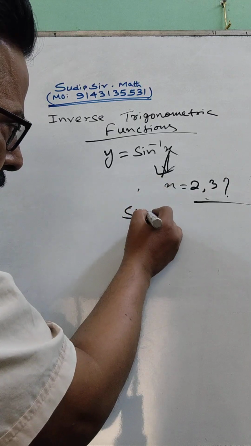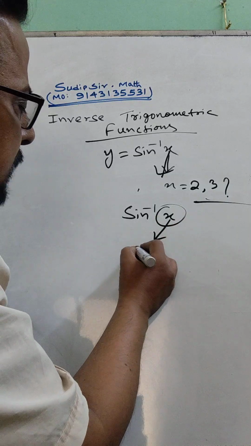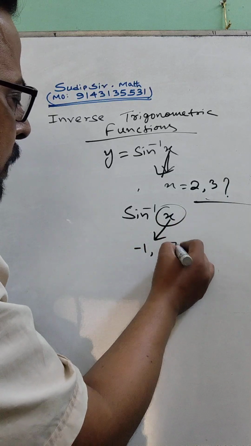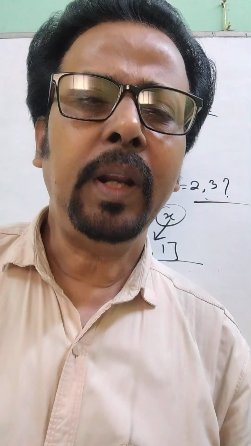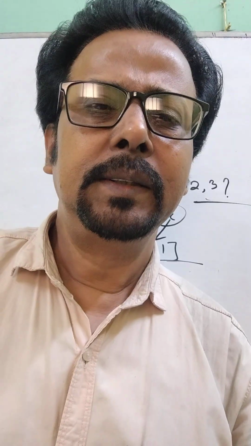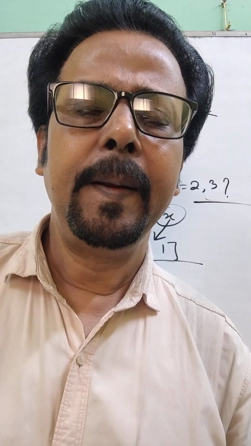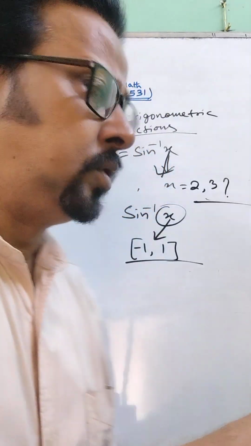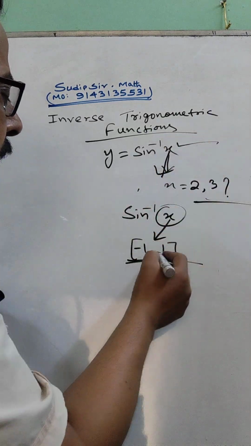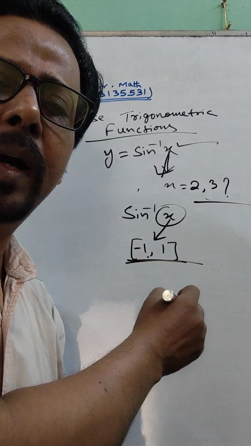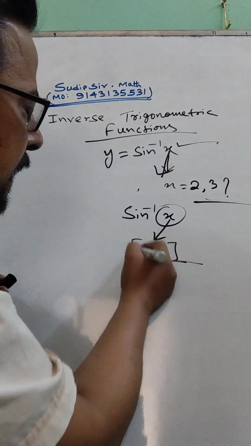For sin inverse x, x must lie between minus 1 and 1. We know for any theta, sin theta lies between minus 1 and 1. That's why the domain of sin inverse x must be minus 1 to 1. And the range of this?